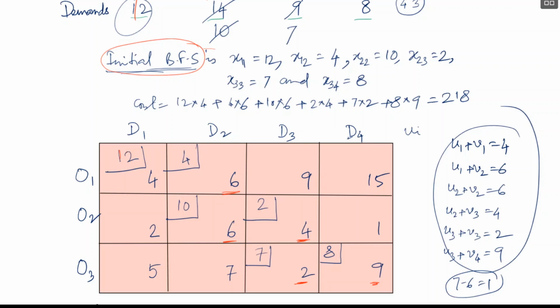So we choose any of the rows or columns having 2 allocations, the value of ui or vj 0. So suppose I am taking u1 as 0. So if I take u1 0, then what happens? Then v1 must be 4, because u1 plus v1 equals to 4. Now for this cell also we shall have u1 plus v2 equals to 6. So v2 should be 6.